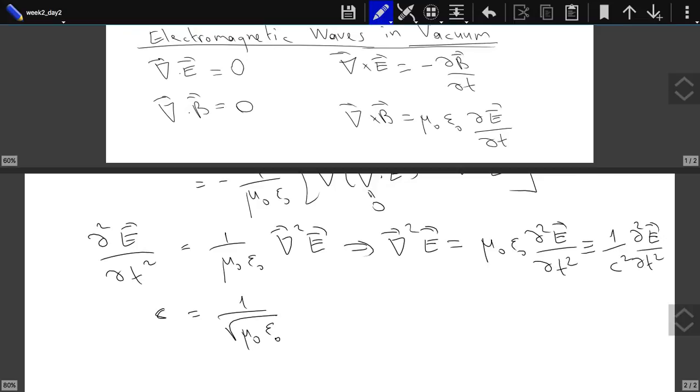Nevertheless, the numbers we obtain from those measurements allow us to determine, not measure this time, but determine, what the speed of the wave is. And this speed turns out to be approximately 3 times 10 to the power 8 meters per second.